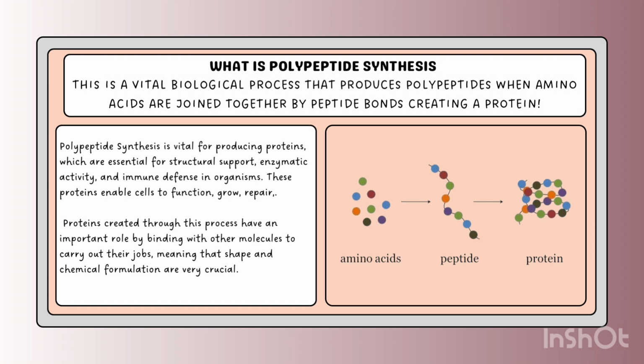Polypeptide synthesis is a vital biological process that produces polypeptides when amino acids are joined together by peptide bonds, leading to the creation of proteins. Polypeptide synthesis is essential for producing proteins, which are vital for structural support, enzyme activity, and immune defense in organisms. These proteins enable cells to function, grow, and repair.